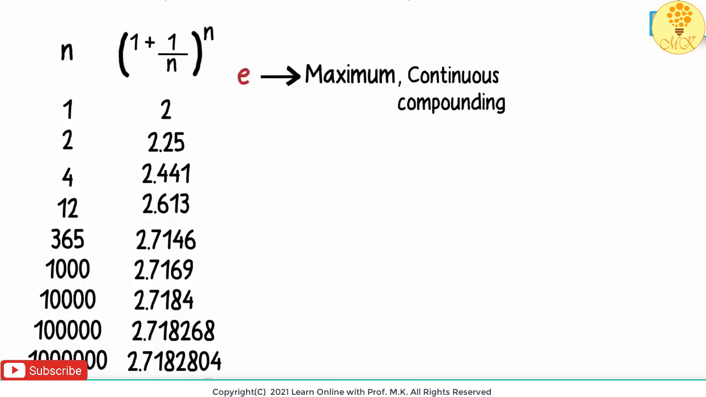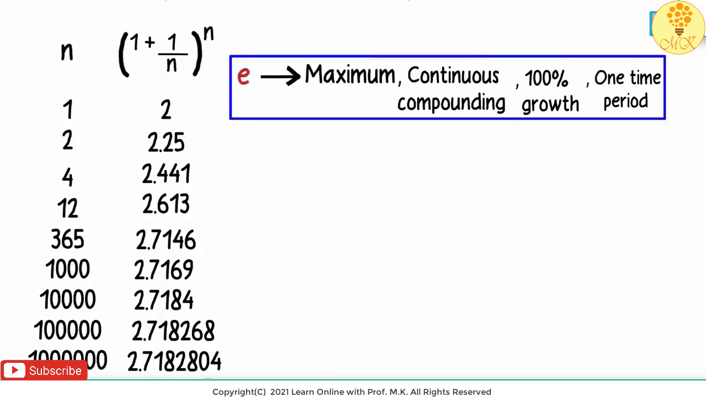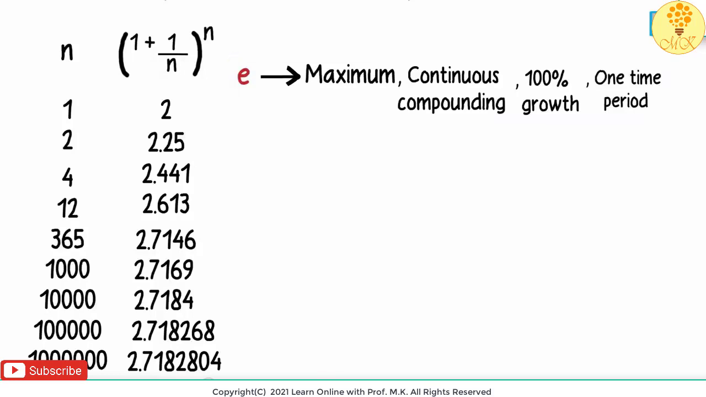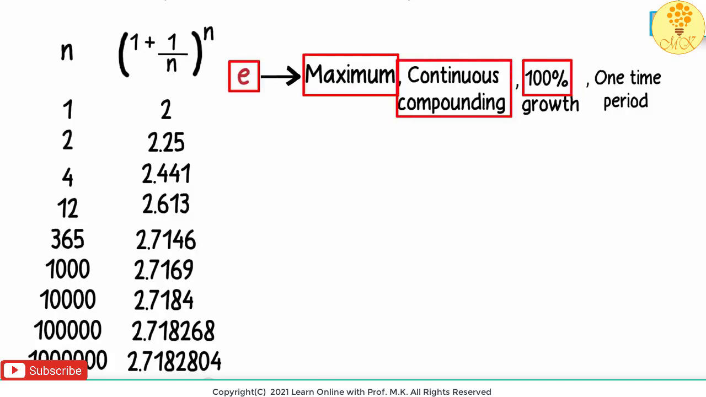What would be a layman-friendly explanation for E then? It is the maximum possible result after continuously compounding a 100% growth over one time period. Yes, that's E. Don't forget, we had assumed a 100% growth here. And that's what E is. It's the maximum we get after a 100% continuous compounding growth over one time period.